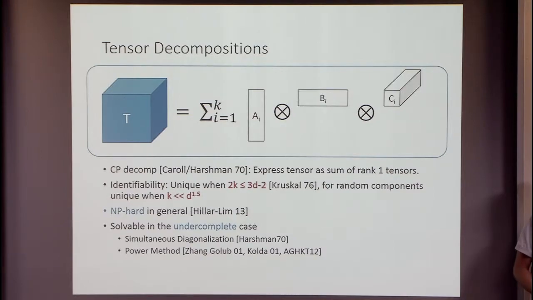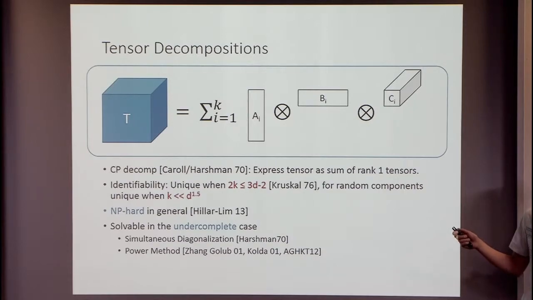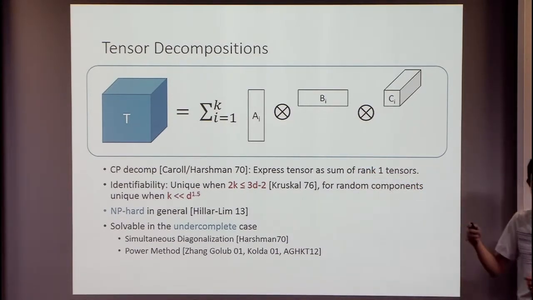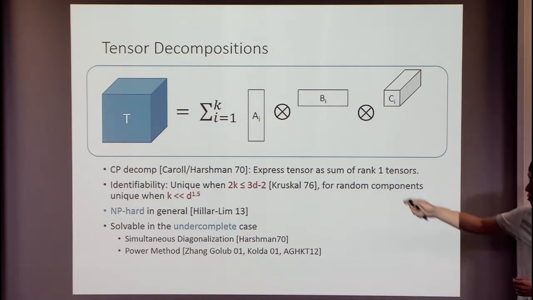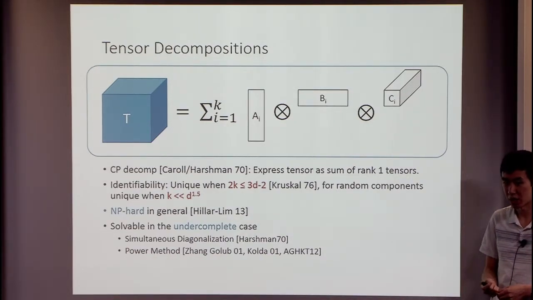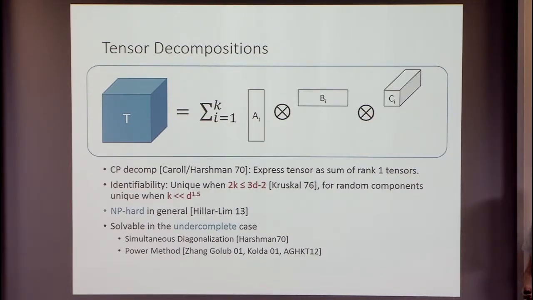On the algorithmic side, for a long time, we only knew how to solve this problem in the undercomplete case. By undercomplete, I mean the number of components k should be at most the number of dimensions d. So there are many algorithms for that. For example, you can do simultaneous diagonalization, which appeared even in the early 70s.